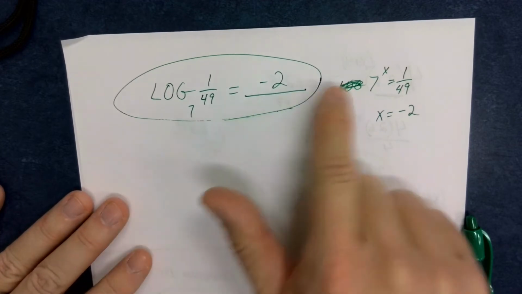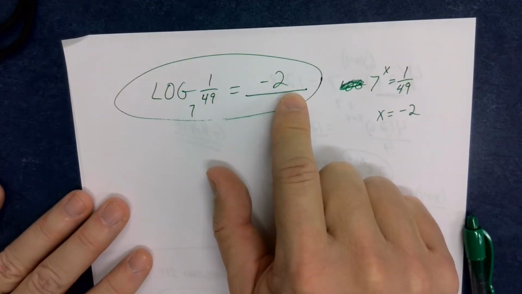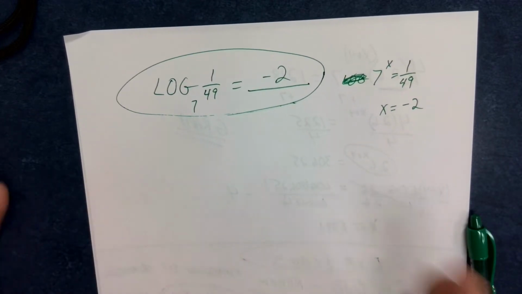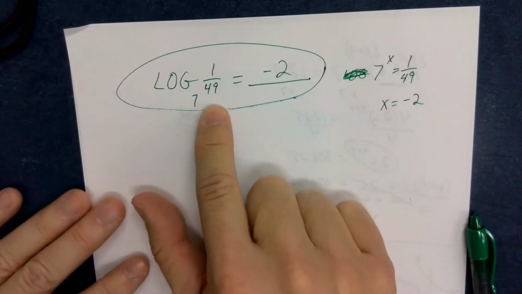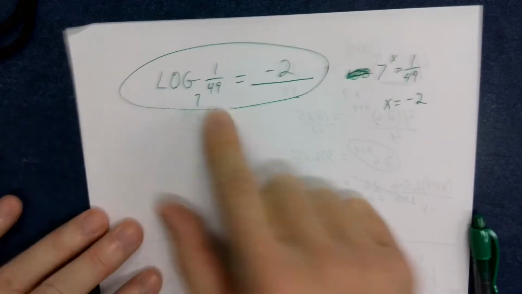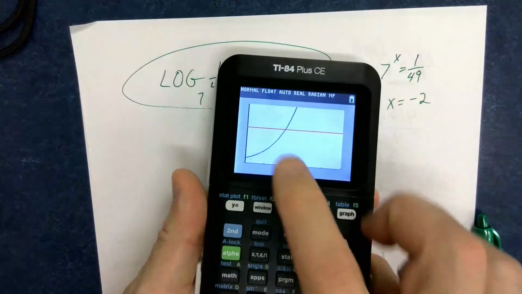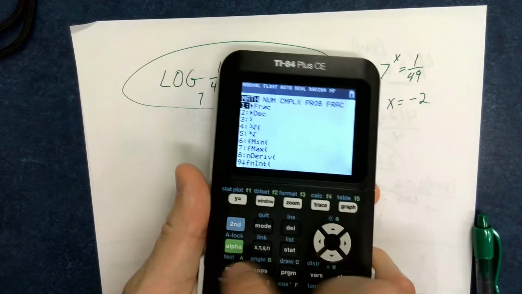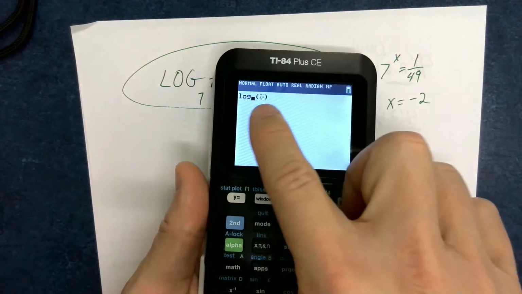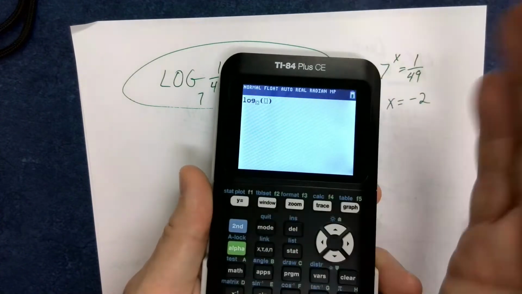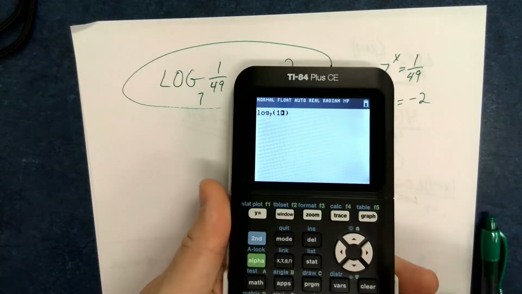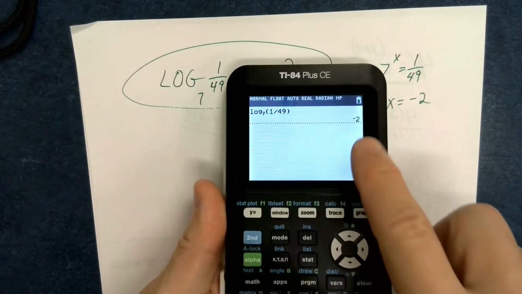Now, if you couldn't process that out, since I can't do a non-calc and a calc test this time, it's just a calculator one, so you get your calculator the entire time. Can you do this just in your calculator? Absolutely. The question is, do you know how to do it? Just a reminder again, clear it out. If I hit the math key and the up arrow a couple times, number A says log base, and I can literally type in my base and the number and answer that question. So this would be a base of 7, and this would be 1/49, and I hit enter, and you can see it gives me -2.